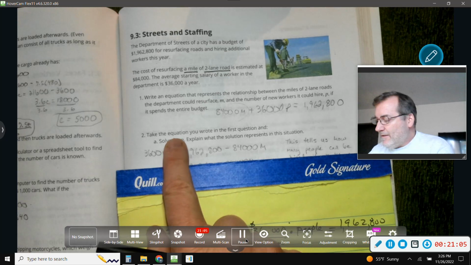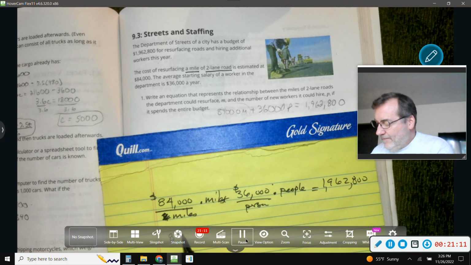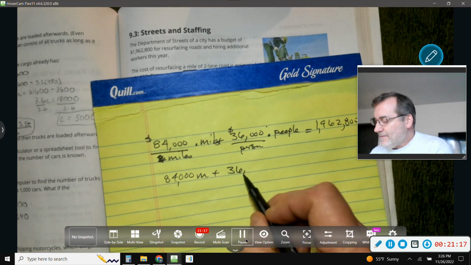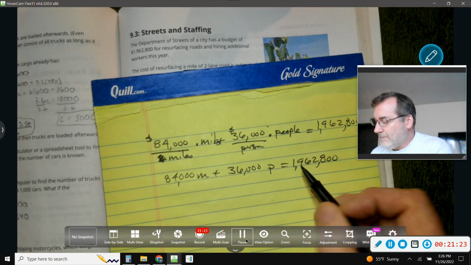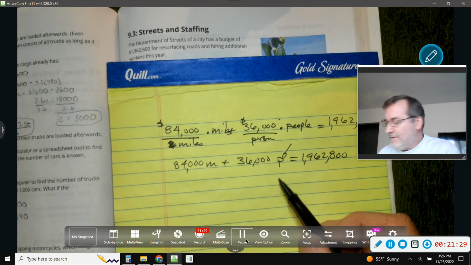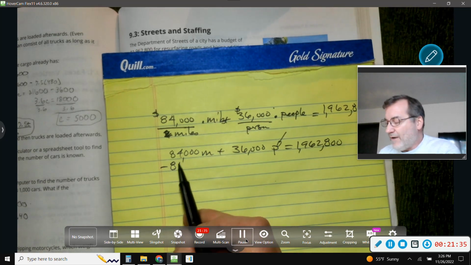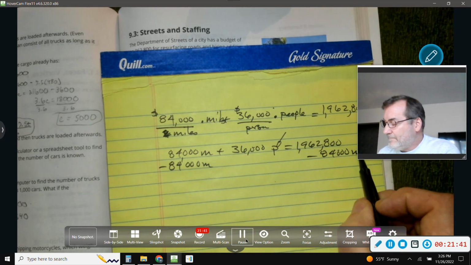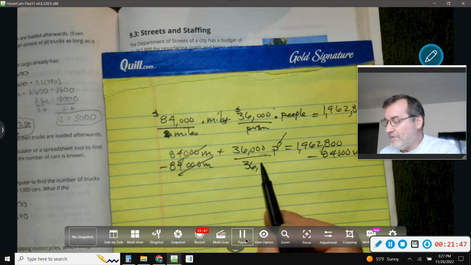Okay. Take the equation you wrote for the first equation and solve for P. All right. So we're going to take this thing, 84,000 M plus 36,000 P equals 1,962,800. They want me to solve for P. All right. So what I need to do is I need to get this thing isolated using addition and subtraction first. So I'll subtract 84,000 M from both sides. Cancel, cancel. And then I'm going to have to divide by, excuse me, 36,000.